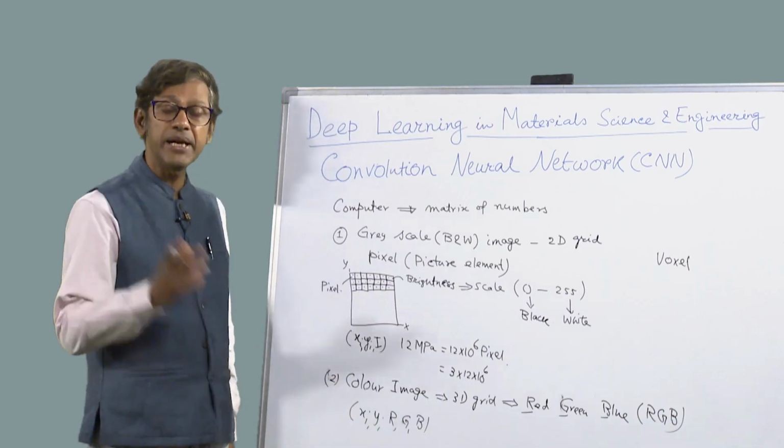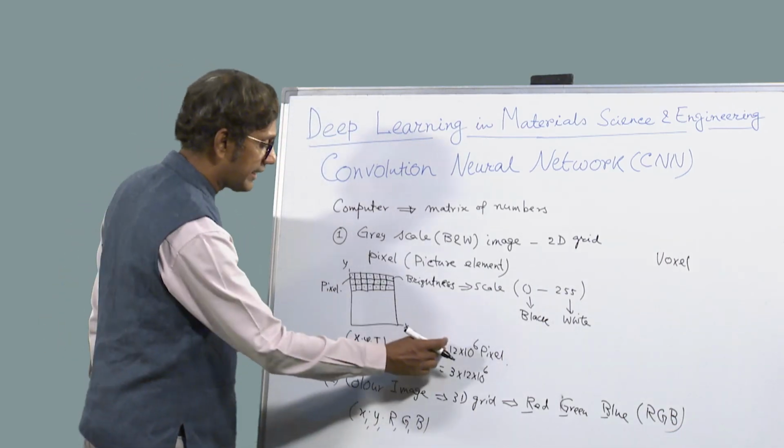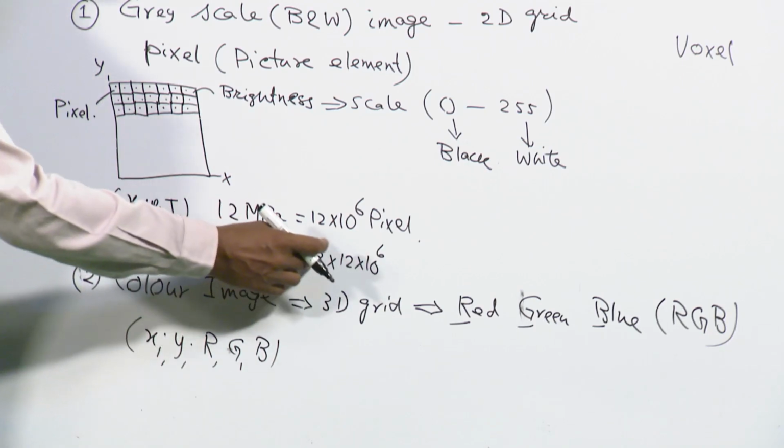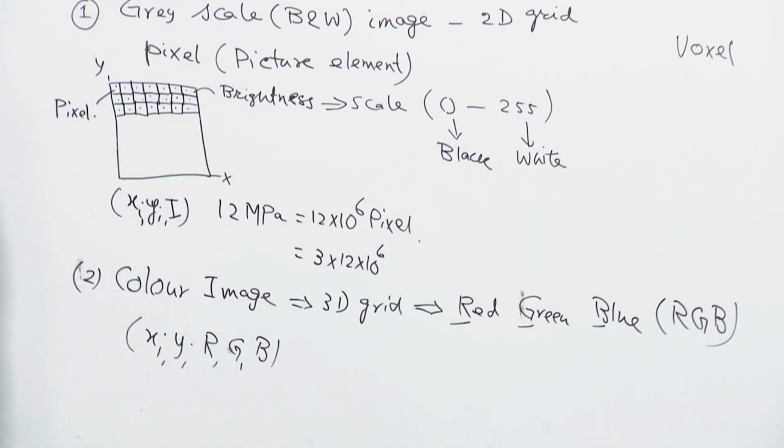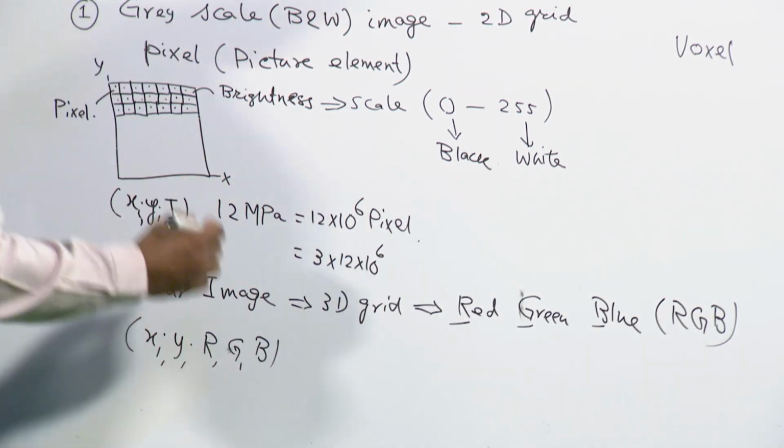That means you need to have 5 element data. So, that means here for a 12 megapixel camera you will have 5 into 12 into 10 to the power 6 elements, a matrix of data for the whole image. That is a massive number, right, 6 into 10 to the power 7, you can calculate that.